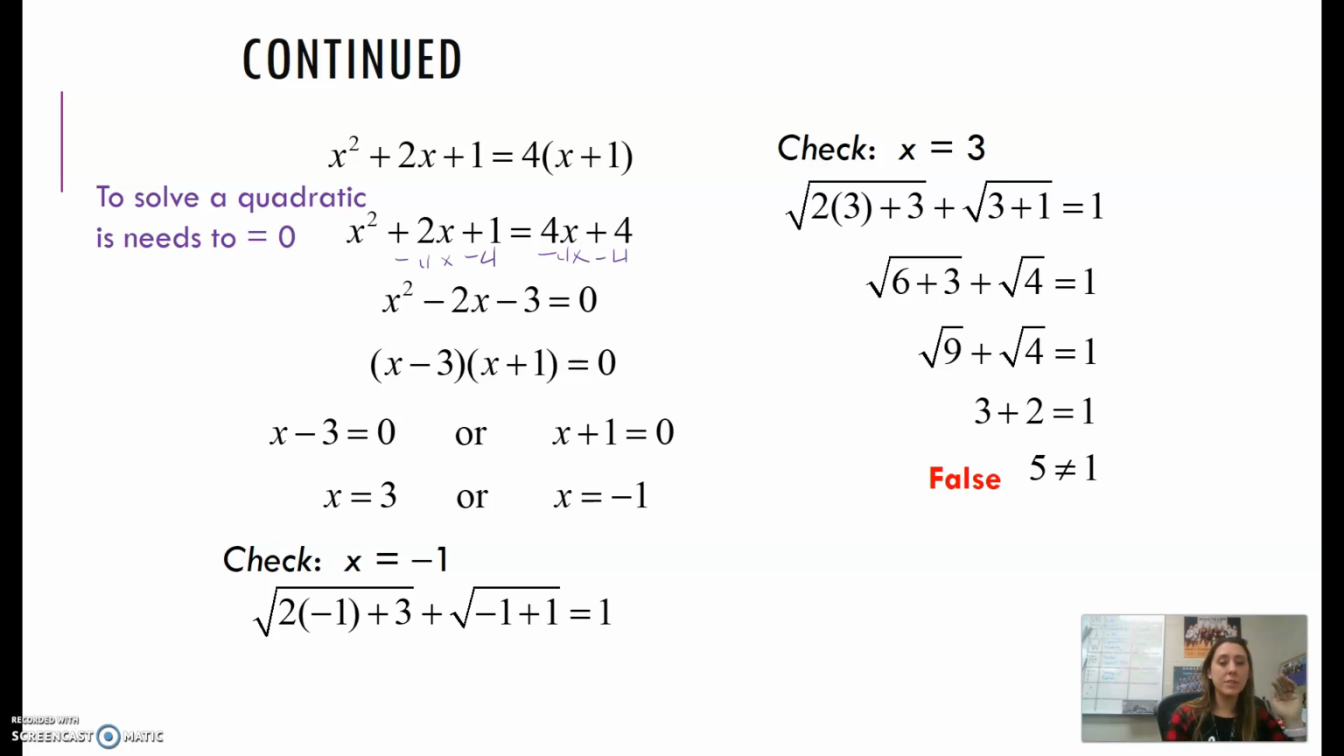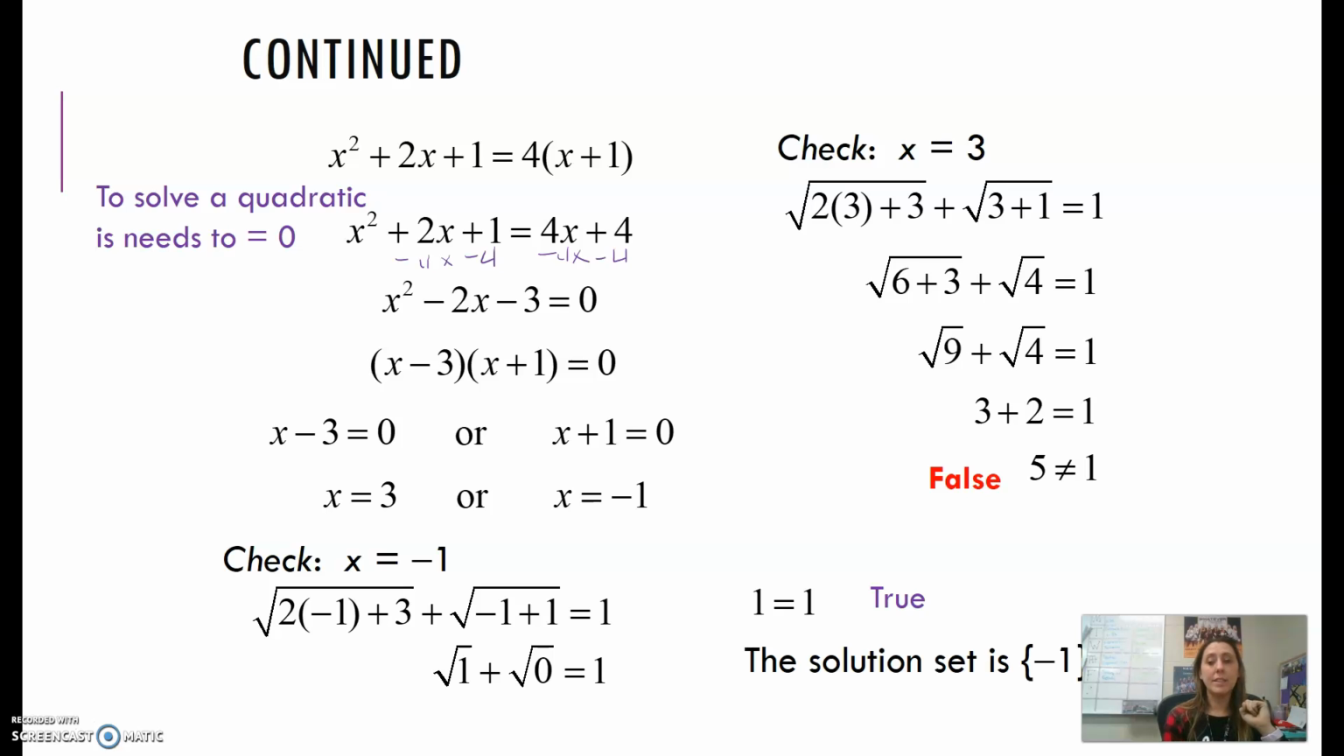All right, now I'm going to try negative 1. So then I get negative 2 plus 3, which is 1, so the square root of 1 plus the square root of 0 is equal to 1. The square root of 1 does equal 1. 1 equals 1, true. So my only solution is that x is equal to negative 1. All right, so that is my solution set.